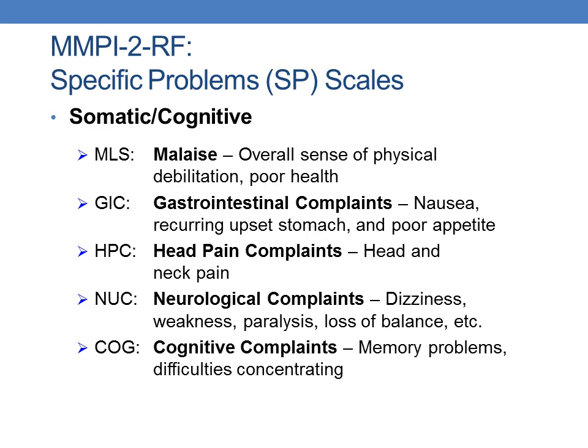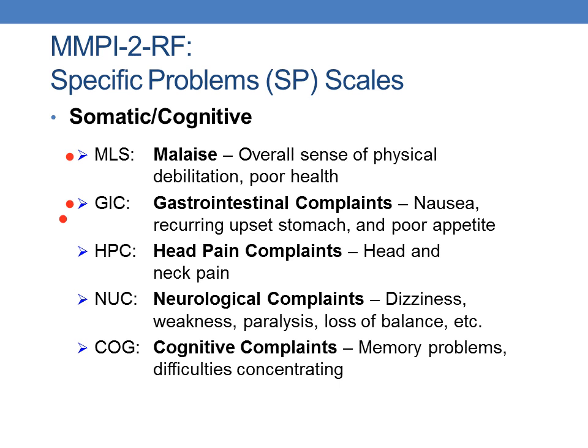Moving into the specific problem scales, we have scales that are capturing different aspects of somatic and cognitive functioning. So you have a scale called malaise that captures kind of that general dissatisfaction with one's overall physical health or kind of feelings of debilitation. In a lot of ways, I almost liken this to a somatic demoralization scale. It's like feeling crappy, feeling bad because you're not feeling well.